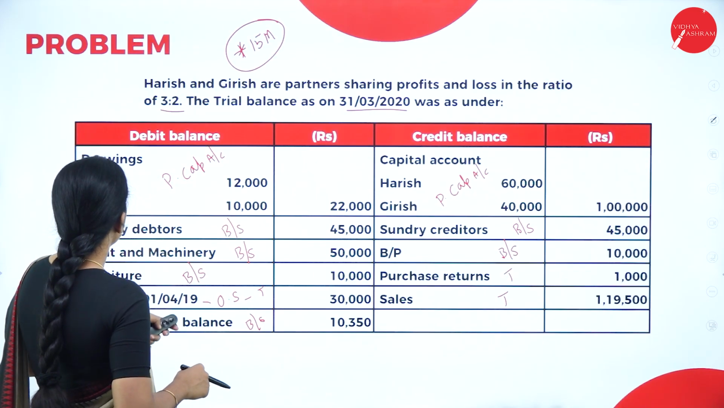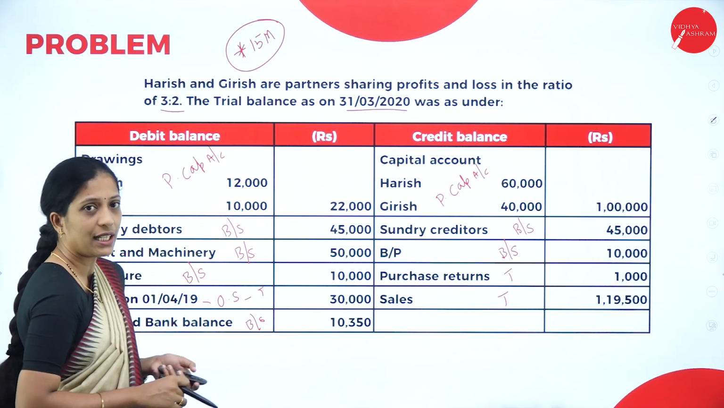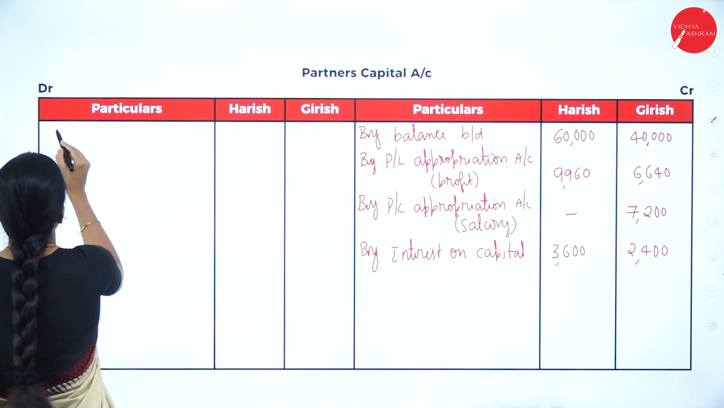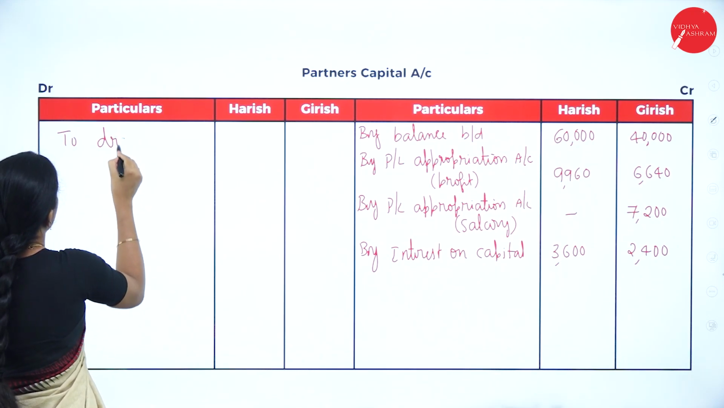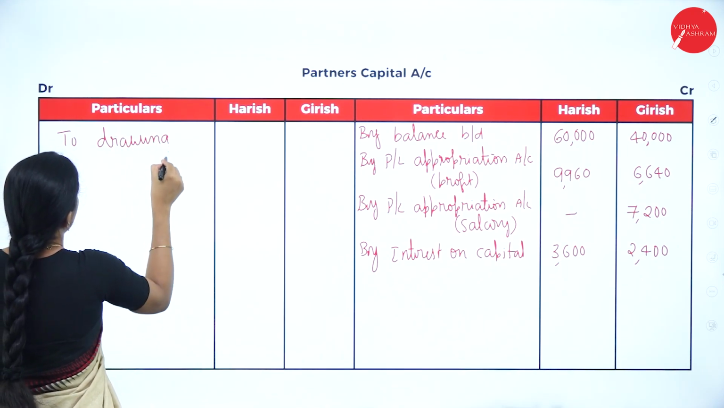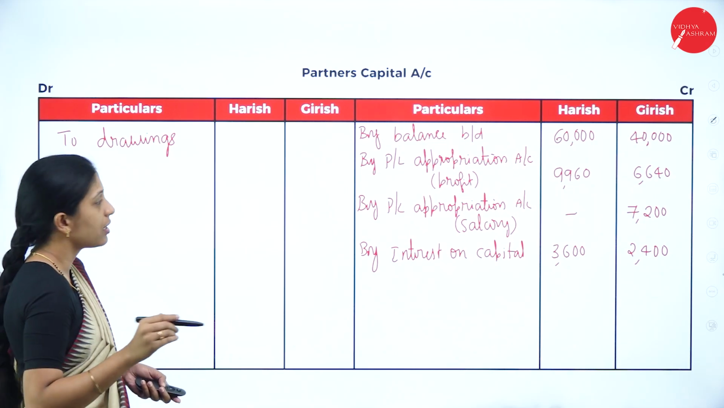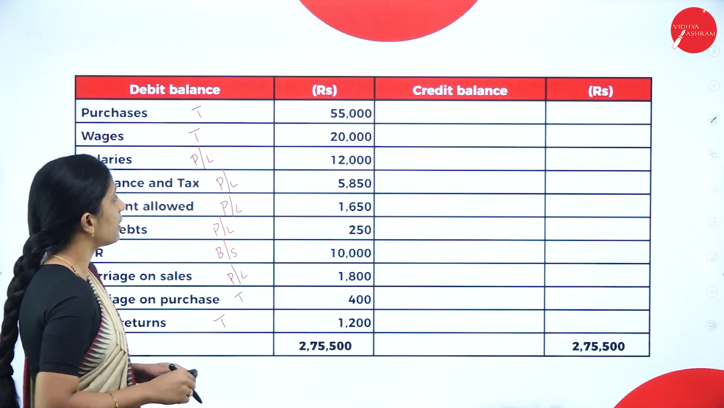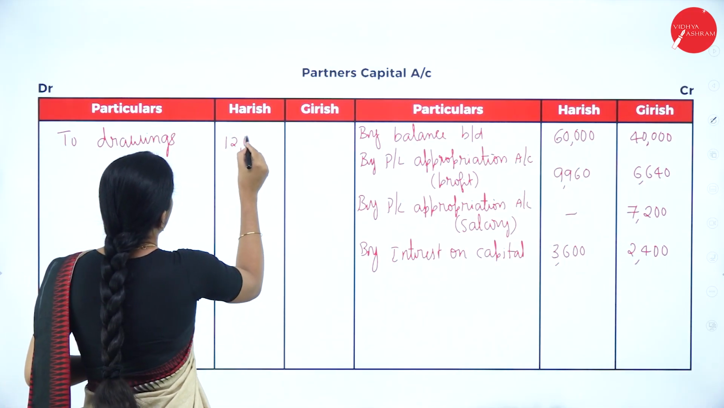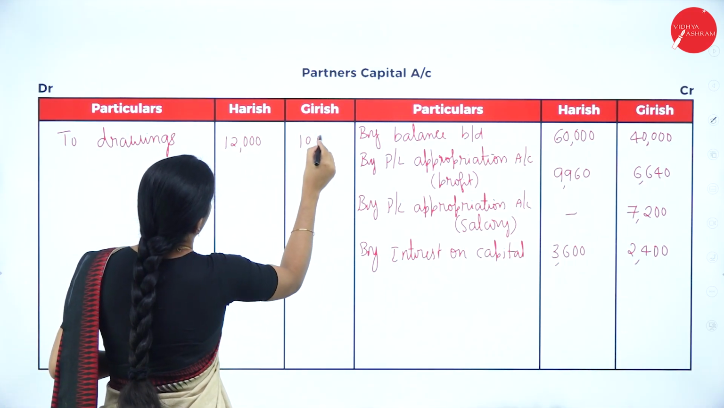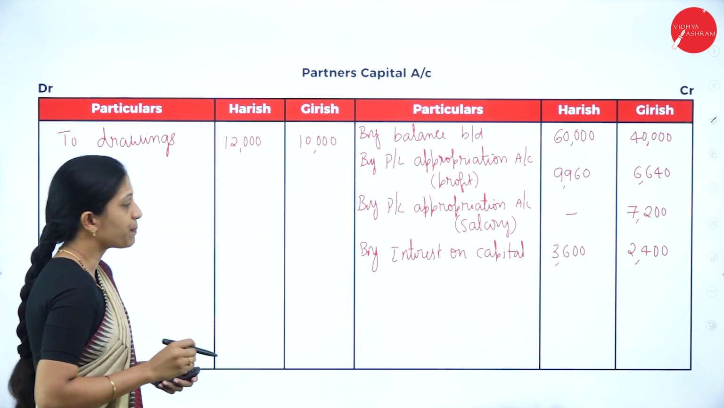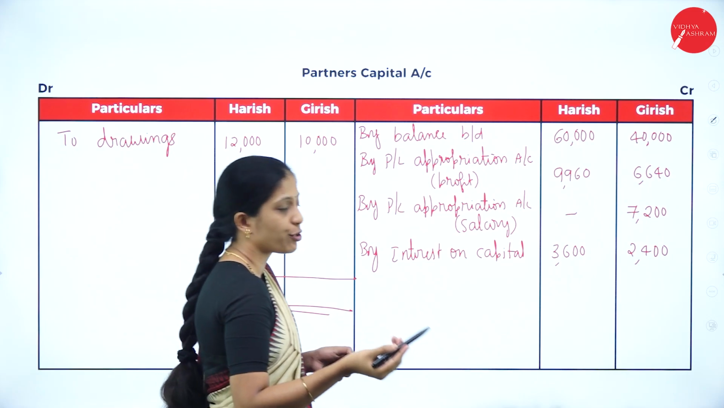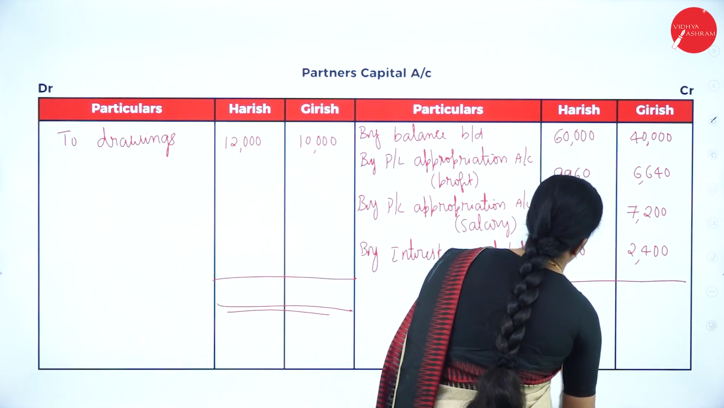Now, if you see the question, we have drawings also. In the debit side, drawings 12,000 and 10,000. So we have to take it in the debit side. So there is no interest on drawings. So how much was drawings? 12,000 and 10,000. Now you have to balance both the sides. Balancing figure will be carried down, which means it has to be recorded in the balance sheet.